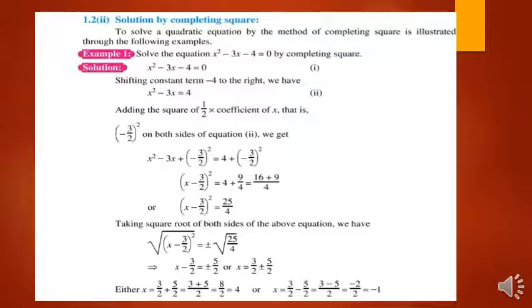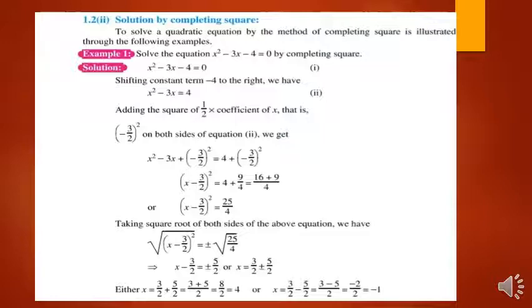Here the coefficient of x is minus 3. When we multiply minus 3 with 1 over 2, it becomes minus 3 by 2, because numerators multiply with each other and denominators multiply with each other. So according to the condition, we take its square, minus 3 by 2 whole square, and now add it to both sides of the equation number 2. You can see that x square minus 3x plus minus 3 by 2 whole square, plus 4 plus minus 3 by 2 whole square.